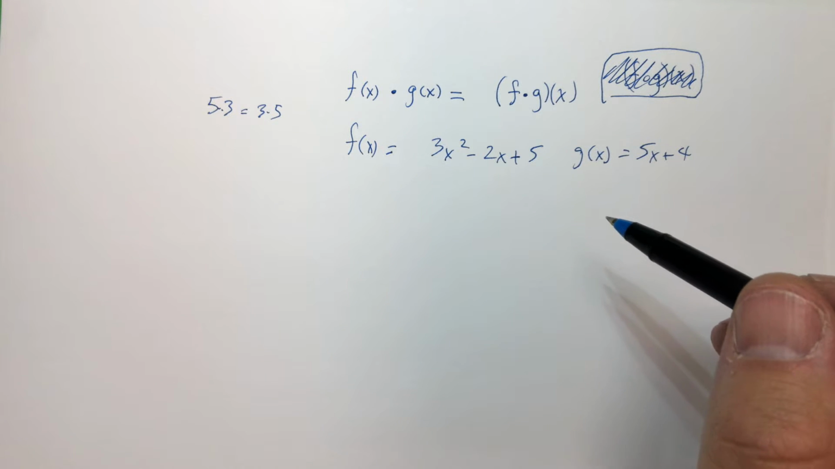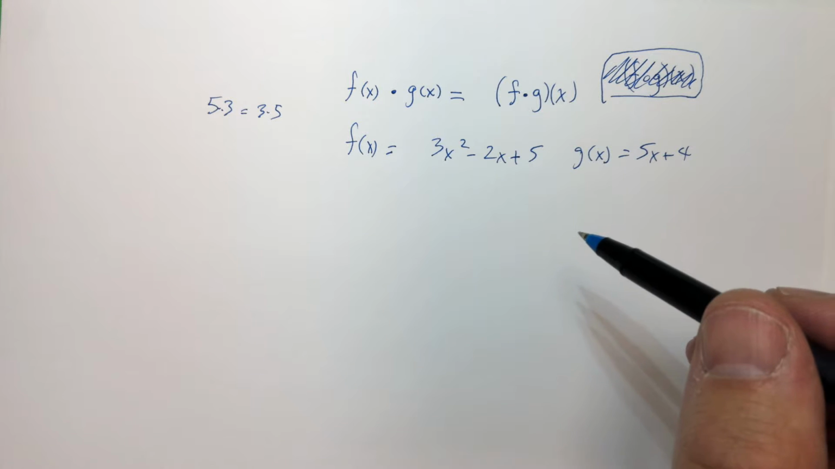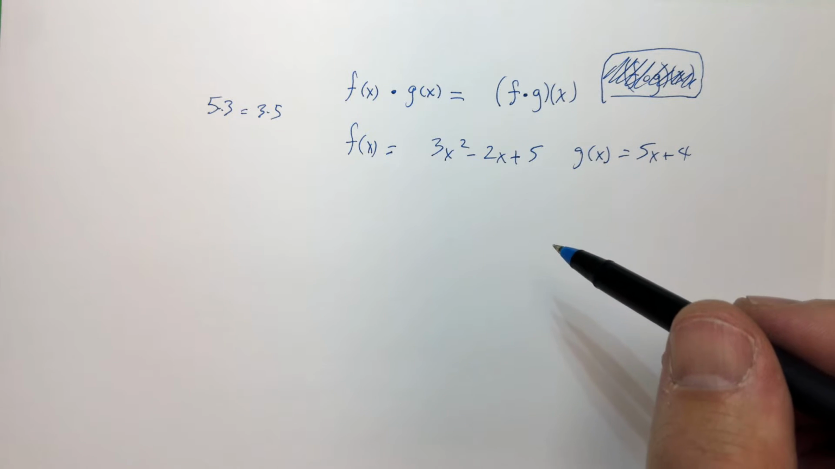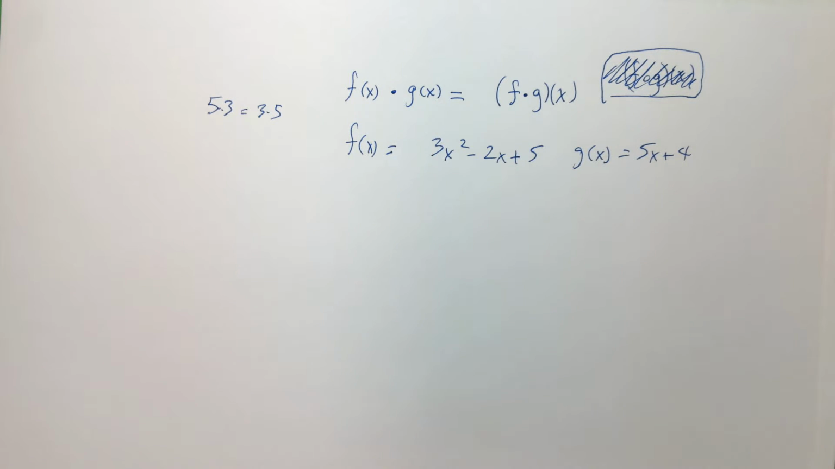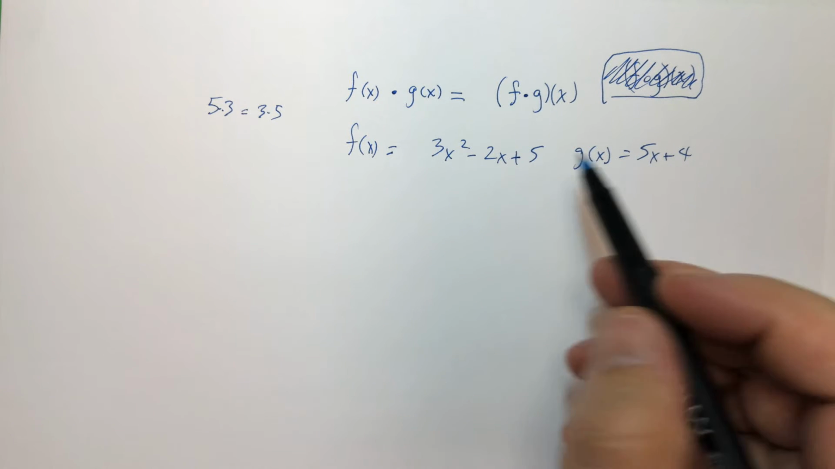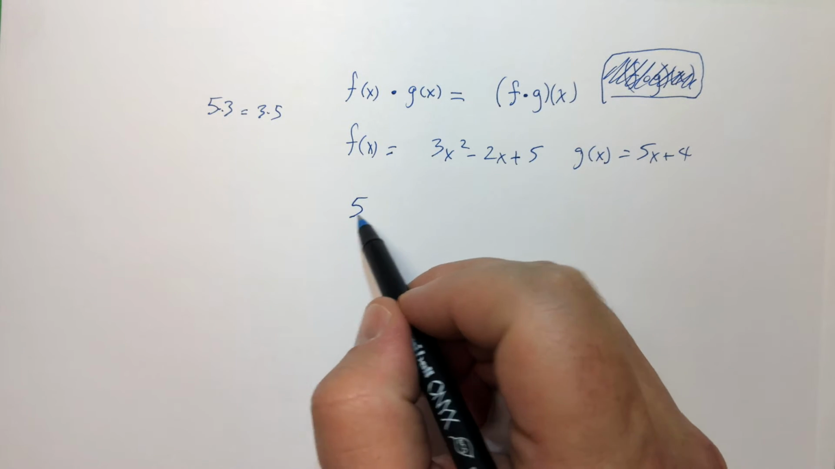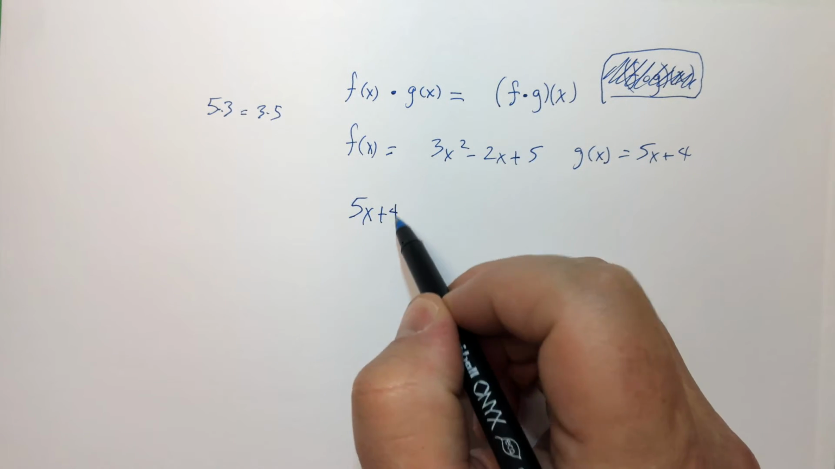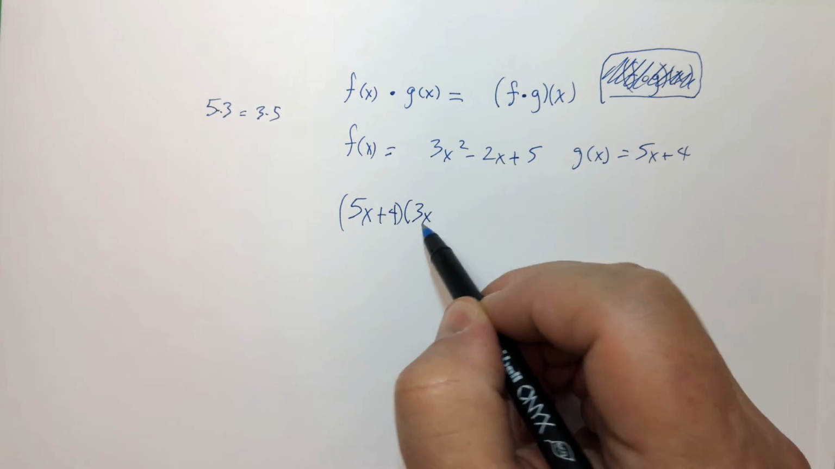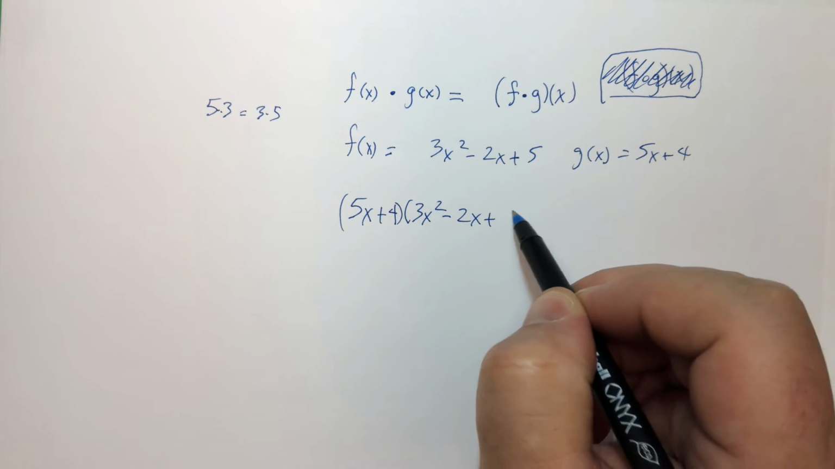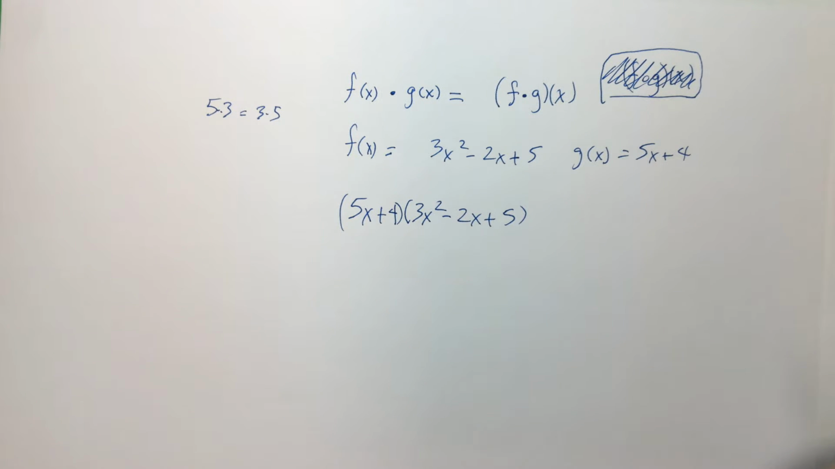I'm going to show you the way you probably already know, and then I'm going to show you a new way. Listo? Okay. Now, we're going to set it up with parentheses. So I would like to put this one first, 5x plus 4, and then this one second. But I would like to put the smaller one first because for me it's easier to distribute like this.